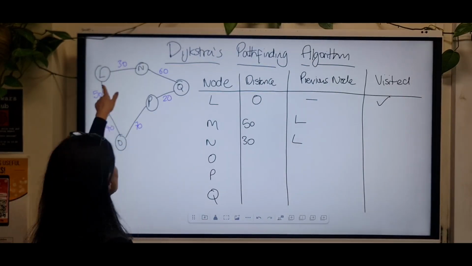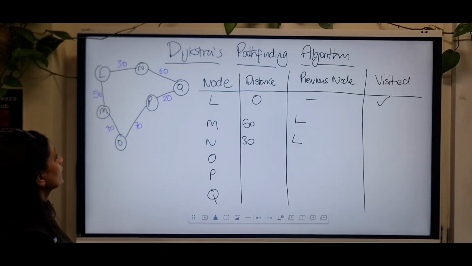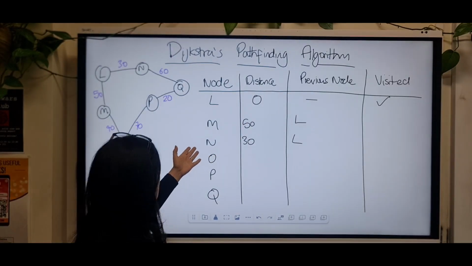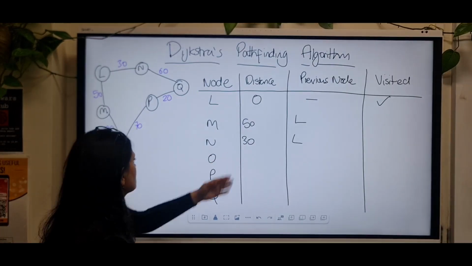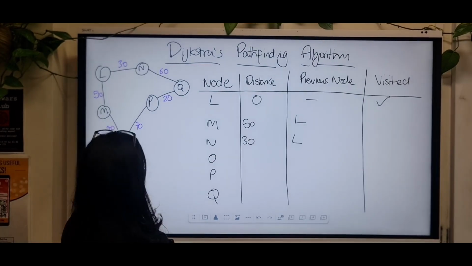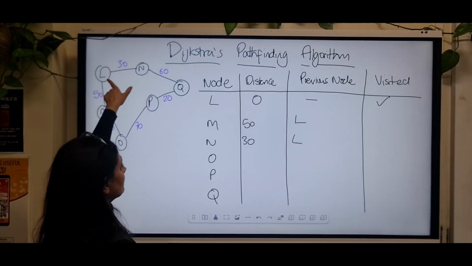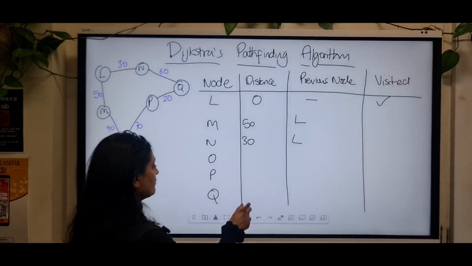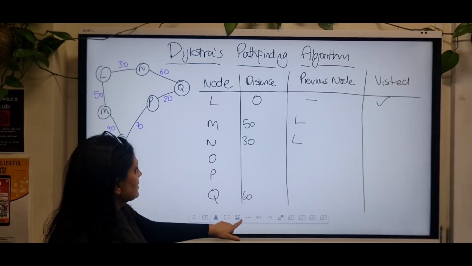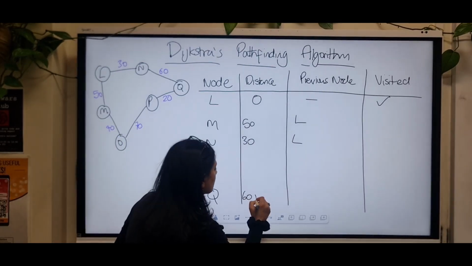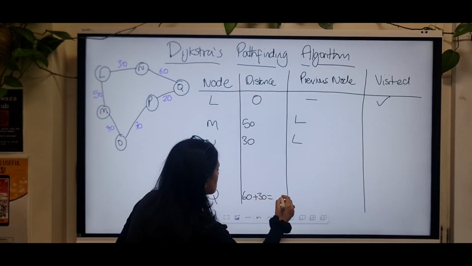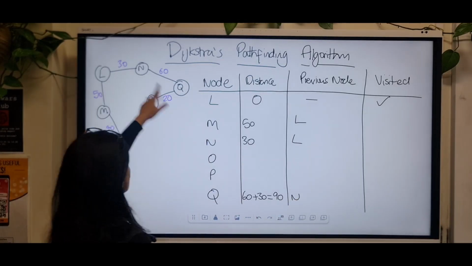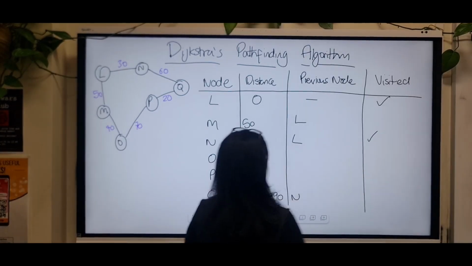There is no other node that L is connected to. Right, we now need to visit all of these, so we can just go in any order. Let's just start with N because it just happens to be a smaller value. N is connected to L, but that's visited, so we're not going to go backwards. N is also connected to Q with a value of 60. So we've got 60, but we also need to add the value of N, plus 30 equals 90. And the previous node that we've just come from is N. There's no other node, so we can tick that off as visited.